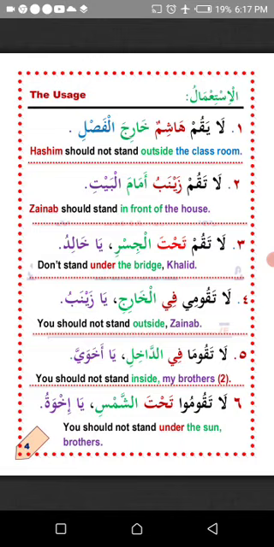اثنان, number 2. لا تقم زينب أمام البيت. لا تقم زينب. Zainab should not stand. أمام البيت, in front of the house.